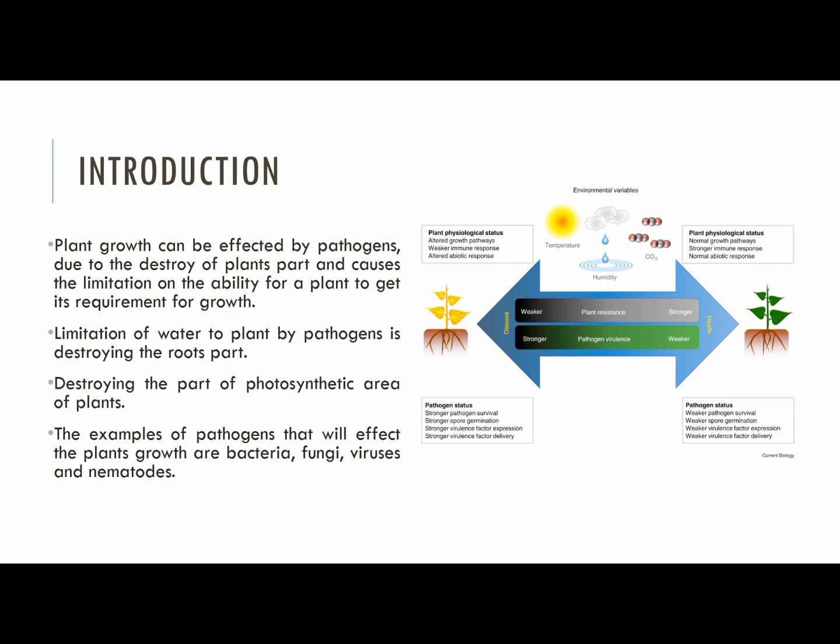In many plants infected by pathogens, their tissue or entire plant will be increased or reduced abnormally in size. It appears that growth regulators affecting plant cell division and enlargement are involved. Lastly, examples of pathogens that will affect plant growth are bacteria, fungi, viruses, and nematodes.